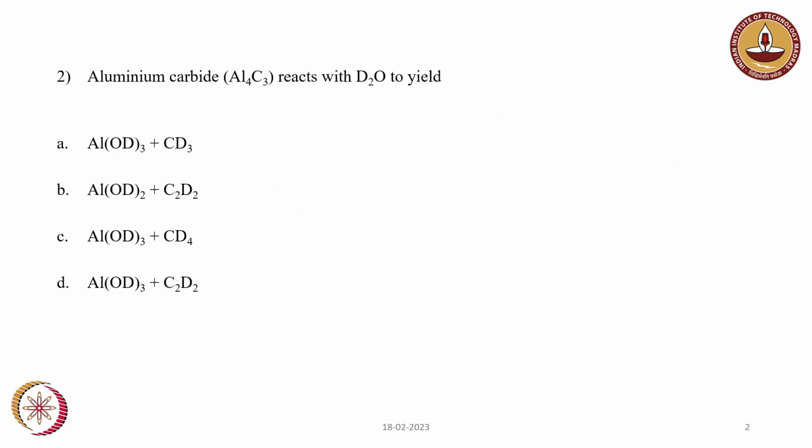The next question is aluminum carbide, that is Al4C3, reacts with D2O to yield. Option A is aluminum OD thrice plus CD3. B is aluminum OD twice and C2D2. And C is aluminum OD thrice and CD4. And D is aluminum OD thrice and C2D2.